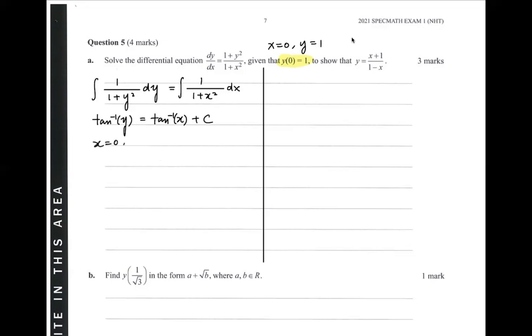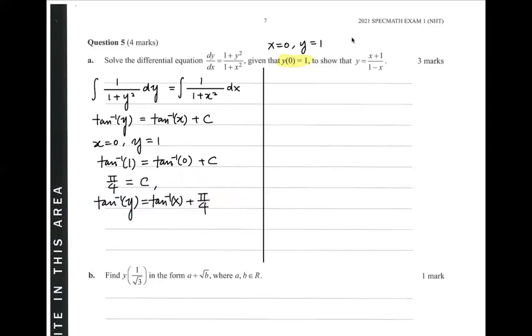x equals 0, y equals 1. So the left-hand side is tan inverse 1. The right-hand side is tan inverse 0 plus c, which will give you pi on 4 equals c. So tan inverse y equals tan inverse x. It's a bad idea to squash everything in one line. Let's move to the next line. Plus pi on 4.